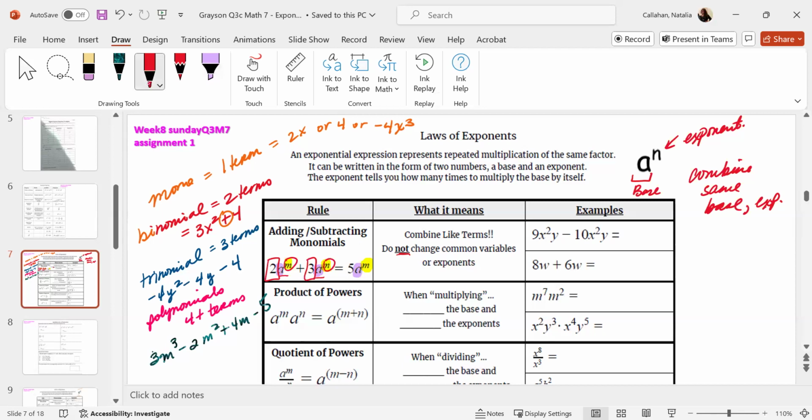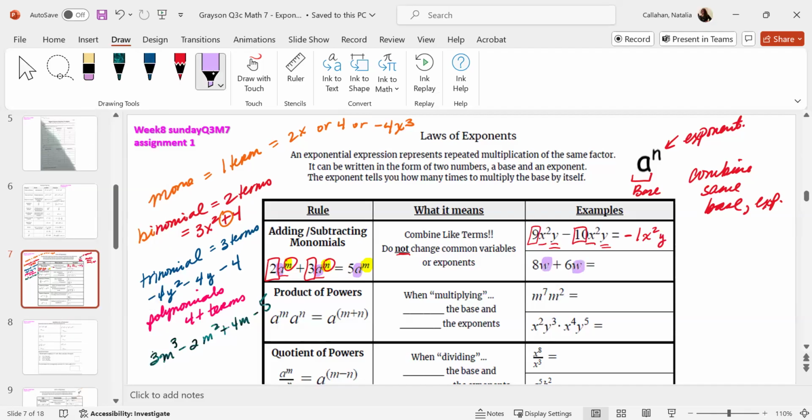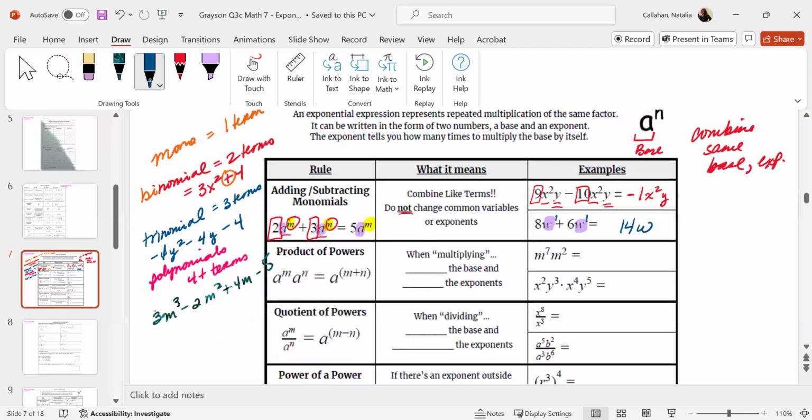Okay? So for this one, x squared y, they're the same, right? So you look at this, 9 minus 10 is a negative 1 x squared y. That is your answer. Okay. Same thing with the next one. W, base, correct? Exponent 1, exponent 1. 8 plus 6 is 14w. Do you remember this from last year? A little bit, okay.